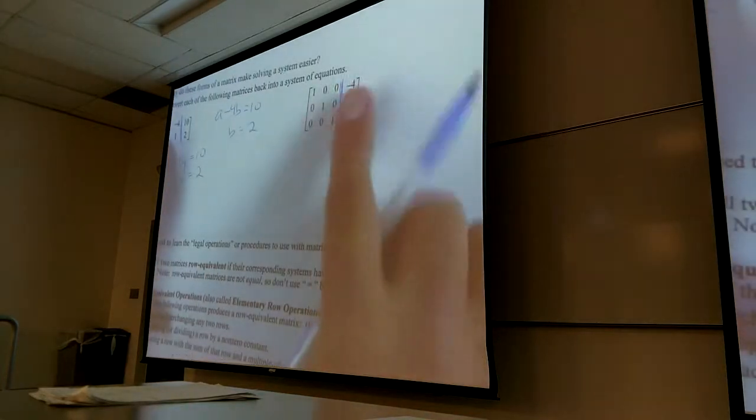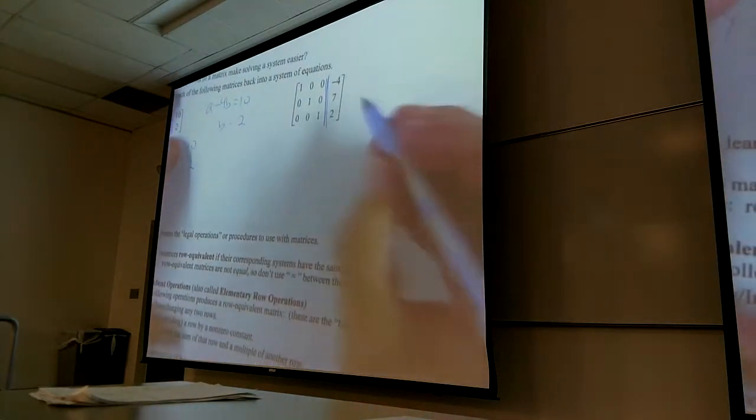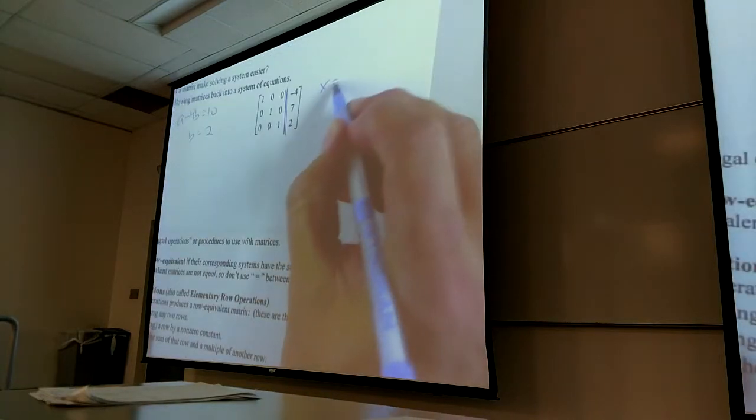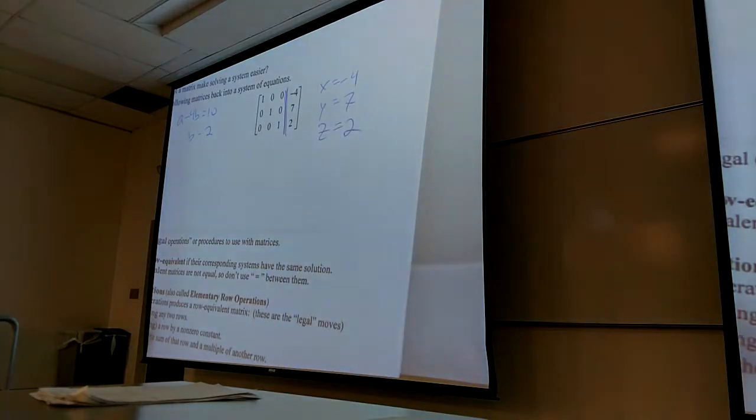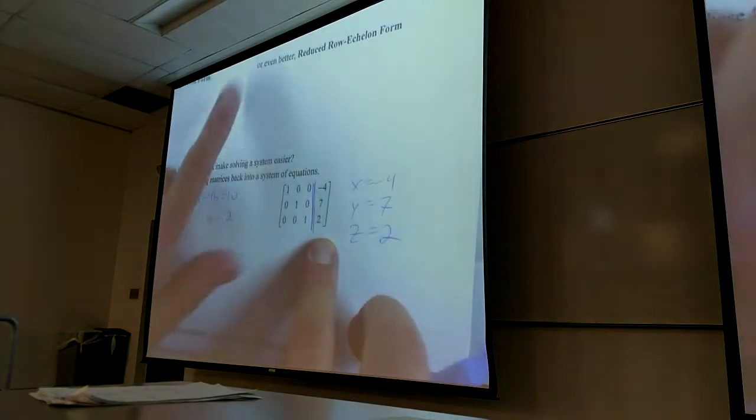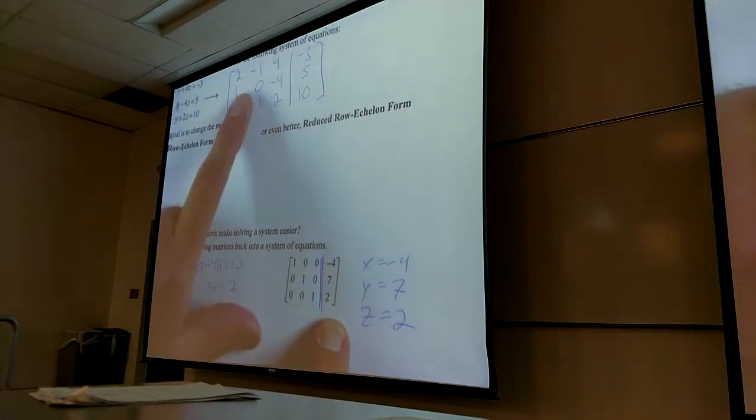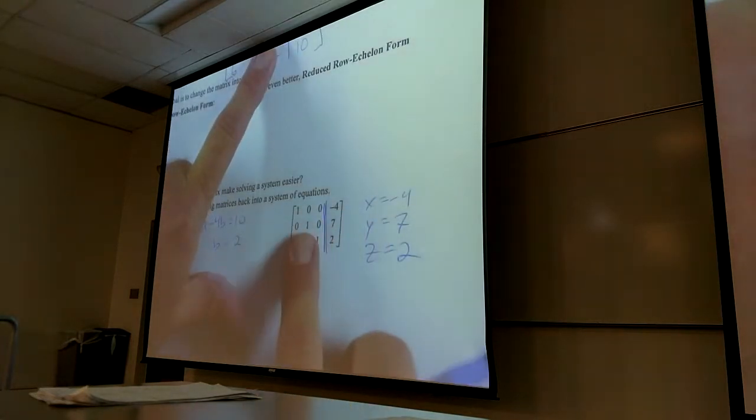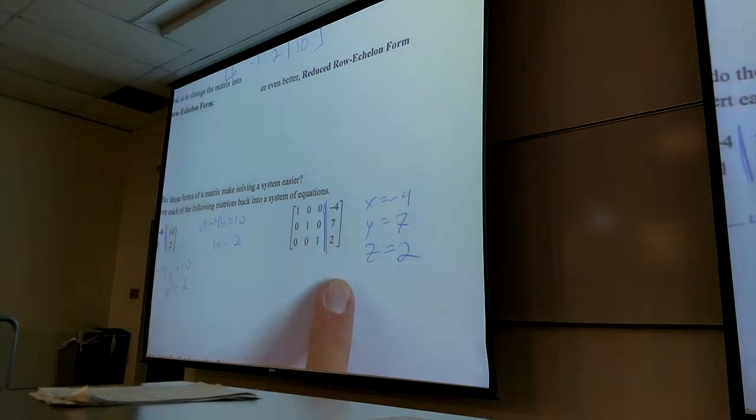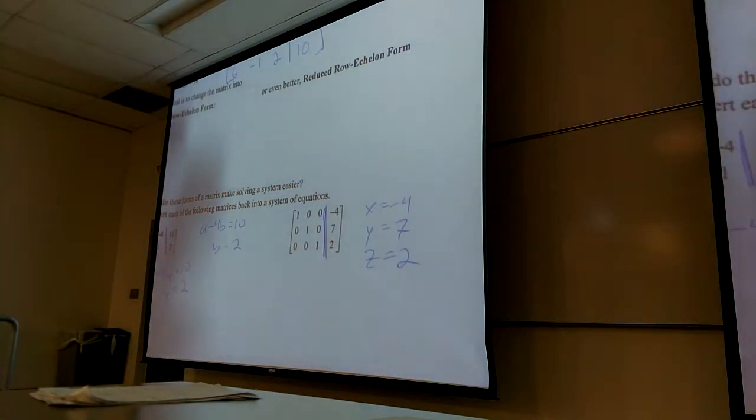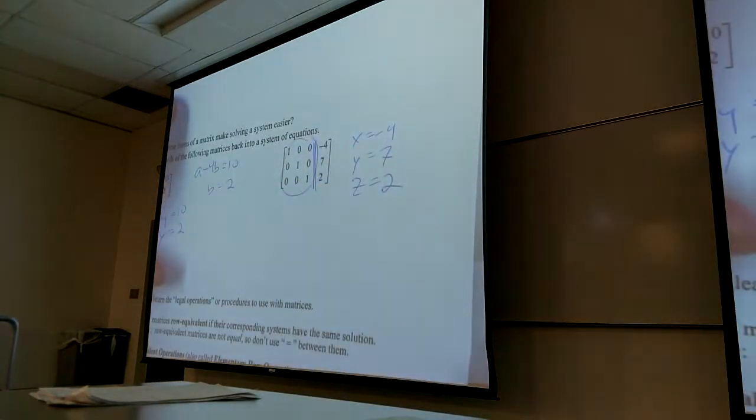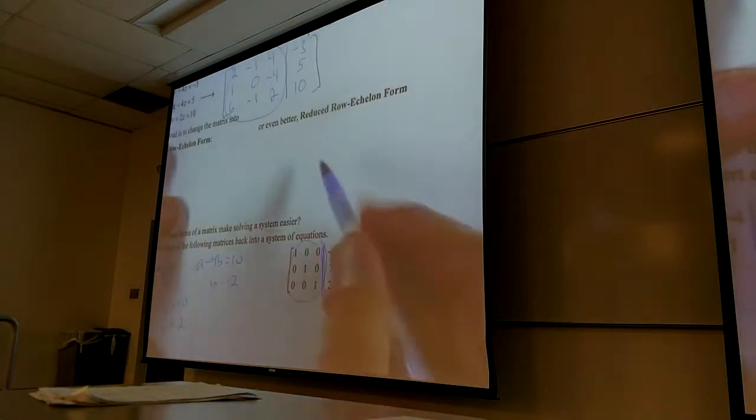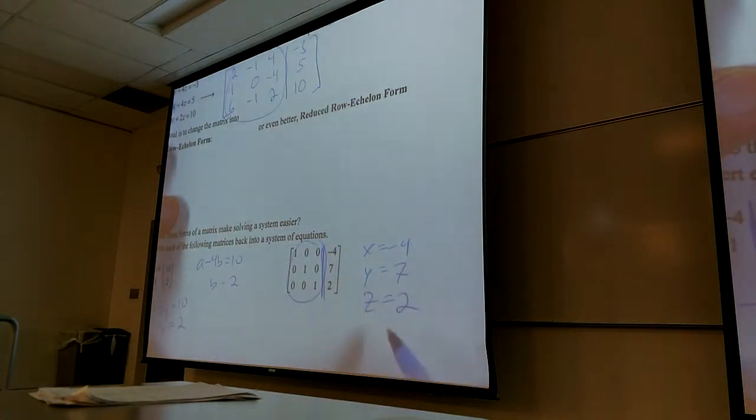What about this one? Wow, this one is beautiful. What's the first row? X equals -1. Y equals 7. Z equals 2. So it seems like if I can figure out how to make a matrix that starts off like this, if I can do stuff to make it look like this, I can just read the answers off. That last column is just all the answers. You see that? If I can make this part look like this part, then I can just read off the answers at the end. X is that, Y is that, Z is that, bam, bam, bam.